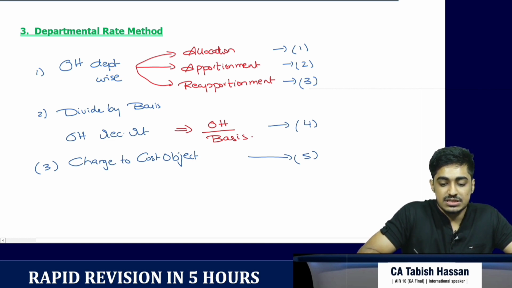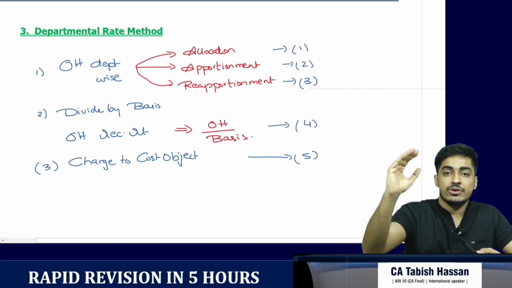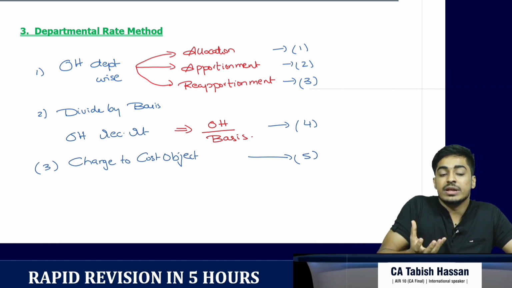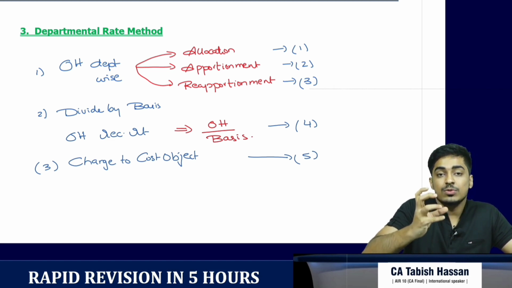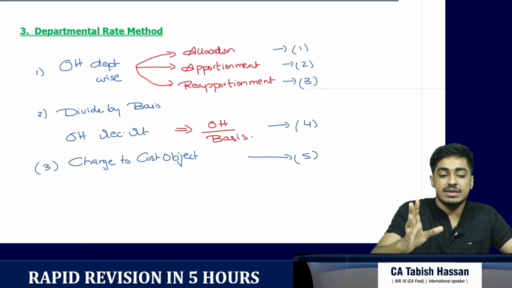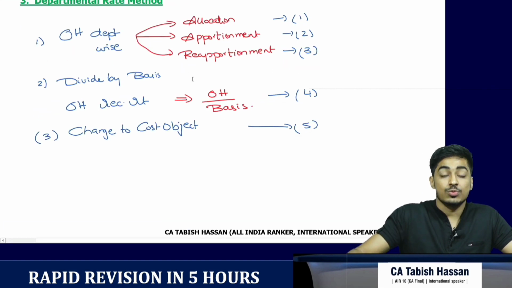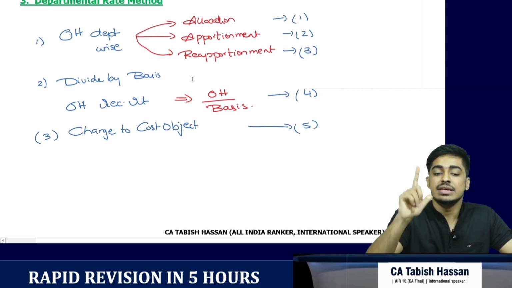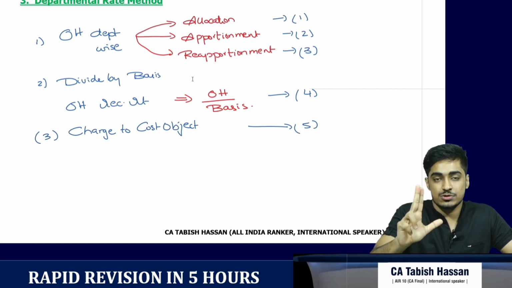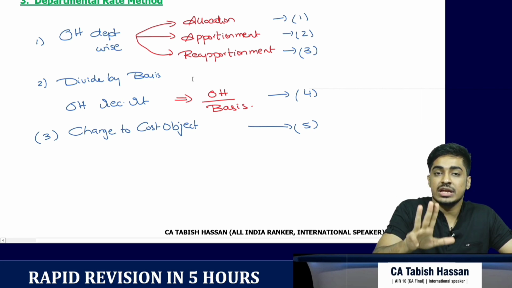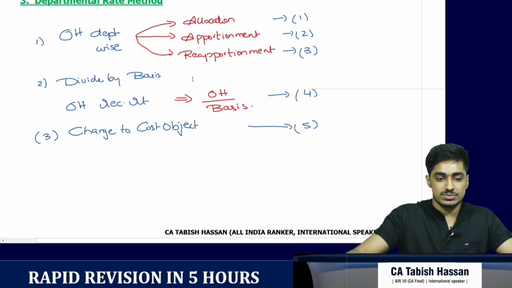We have 3 different steps. First, we have allocation. Next, we have apportionment, and then we have reapportionment. By the end of this, we get the overhead for every production department. Now, this overhead amount, we compare it by a basis, we get the overhead recovery rate, and based on that, we charge it to the cost object. So we have 5 steps in departmental rate method. First is allocation, next is apportionment, next is reapportionment. Then we compare it with the basis, we get the overhead recovery rate, and based on that, we charge the overhead cost to the cost object.